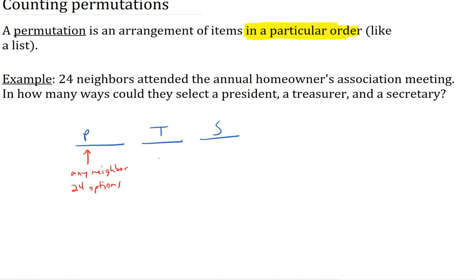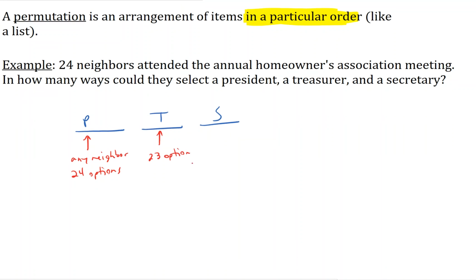Then we move on to pick the treasurer. If I want to pick the treasurer, I can't pick the person I chose for president, so it could be any neighbor but the president. So that gives me 23 options. And if I need to pick the secretary, I can't pick the person I chose for the president or the treasurer, so I have 22 options. So the answer ends up being 24 times 23 times 22.